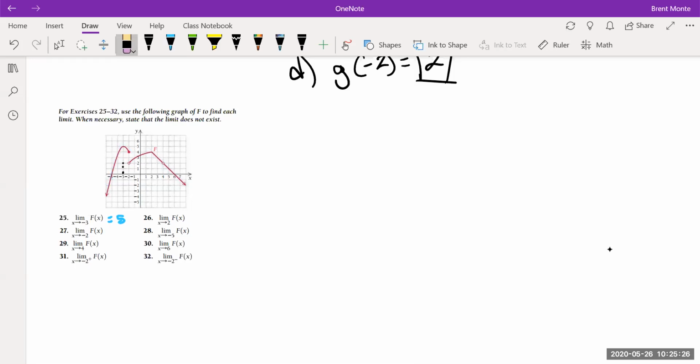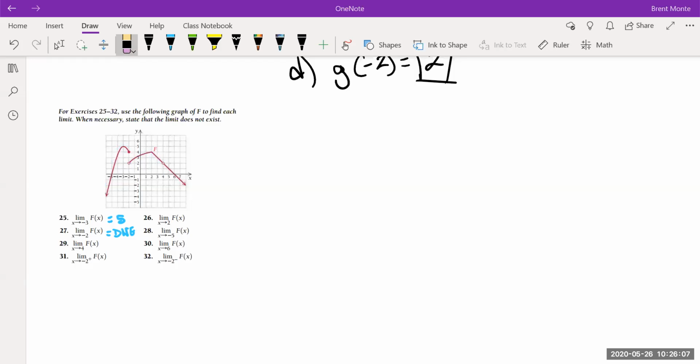All right, let's erase that. The next one, what about -2? Let's erase those dots also. At -2, here's an issue. As I come in from the left, I'm getting really close to 4. But as I come in from the right, I'm getting really close to 2. So the limit from the left is 4. The limit from the right is 2. Not the same number. So here we would write does not exist, because we're going to different numbers.